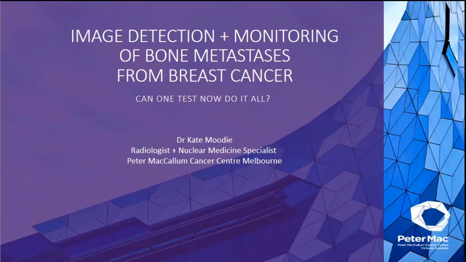I am a radiologist and nuclear medicine specialist at Peter Mac in Melbourne, where I am the modality lead for breast imaging. This will be a practical brief overview of key traps to be aware of in the detection and response assessment of bone metastases from breast cancer with FDG PET-CT via a series of cases.